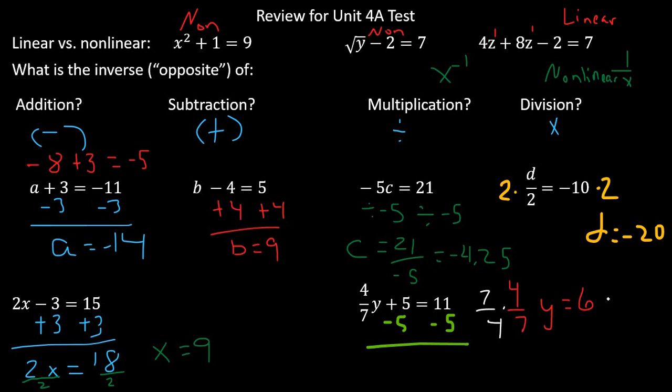And I like to write it just to be very clean about it. Make sure that we're showing our steps. Now we can divide any number by 1 without changing it. So I'm just going to make the 6 over 1. And now when we multiply straight across, 6 times 7 is 42. And 1 times 4 is 4. And if we use our calculator for that, we should come up with y equals 10.5 for our answer.